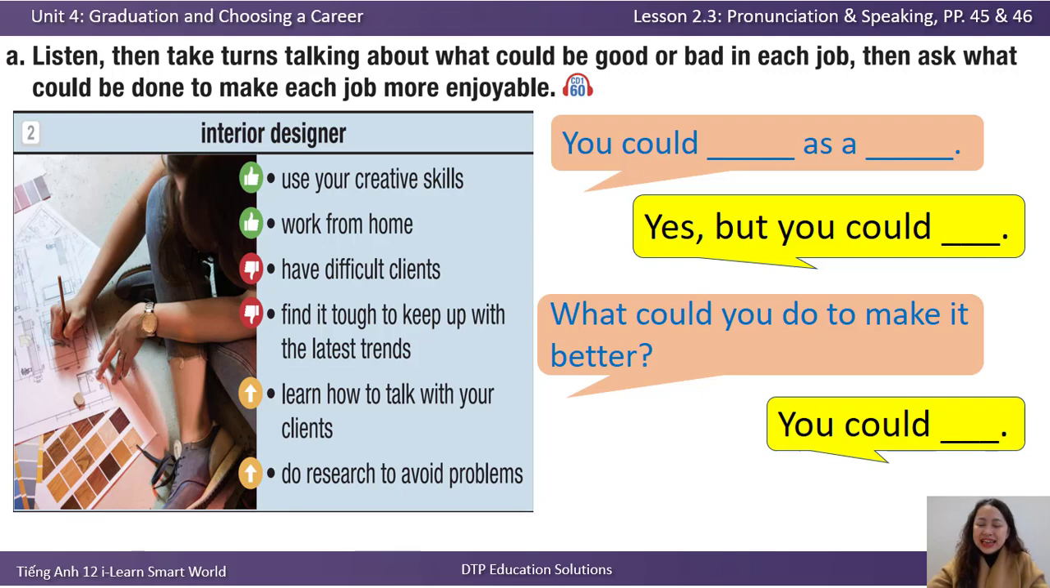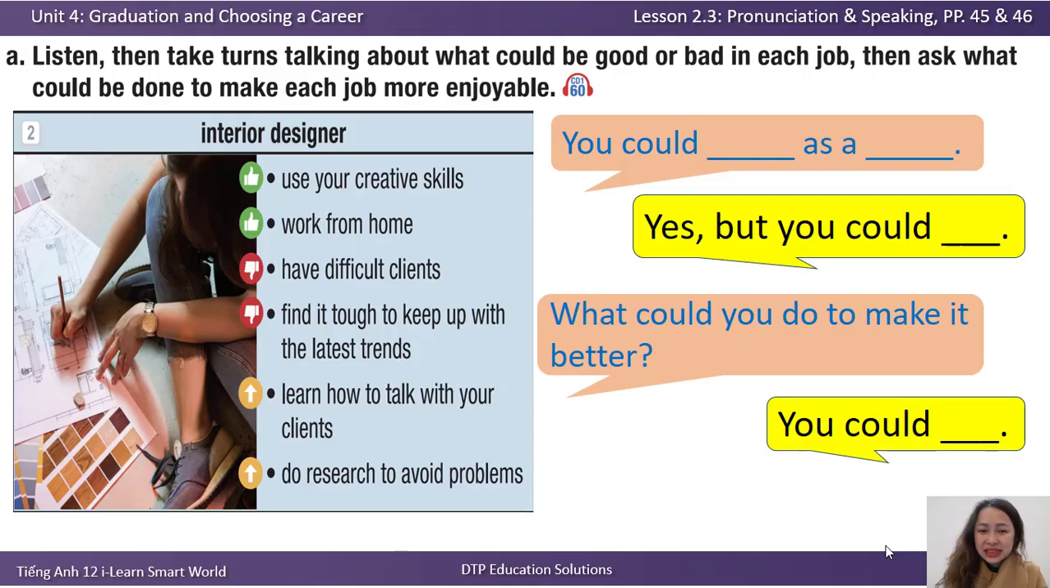Now work with your partner. Take turns asking and answering questions about being an interior designer. Use the slide for ideas. The slide focuses on the roles of the interior designer, emphasizing both positive and negative aspects, along with possible improvements. Some positive aspects here: use your creative skill. Interior designers rely heavily on creativity to design functional and visually appealing spaces. Second, work from home. Interior designers sometimes plan designs remotely, allowing flexibility.